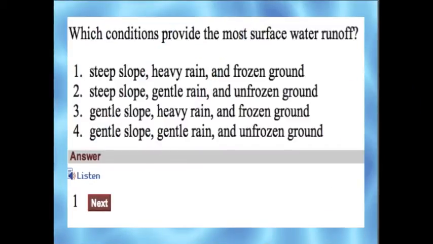This question could be on a test about the water cycle. The question, which conditions provide the most surface water runoff, explains the process of runoff. The answer is number 1, because if the mountain has a steep slope and frozen ground, the water will not be absorbed. Heavy rain will make the water run, so then number 1 would be correct.